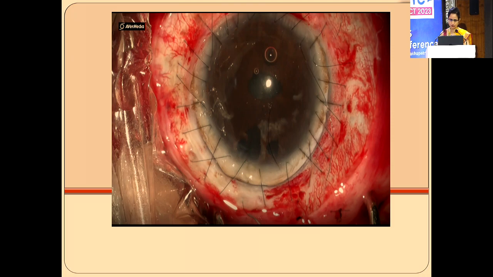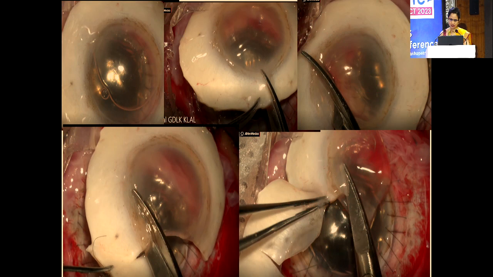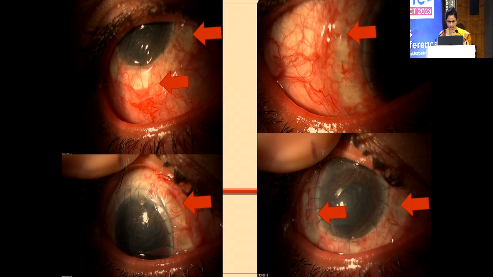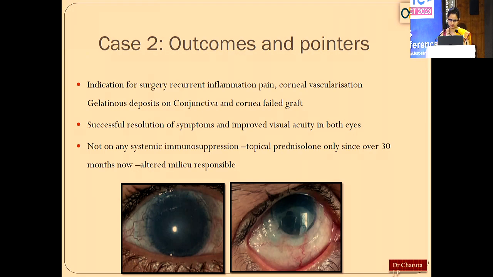Over the large graft we also did a 360-degree peritomy, did the lenticule harvesting from a good donor, and then placed them at 4 sites. Now at the end he had a very stable epithelium, and he's still following up with me almost 2 years post-operatively. Again, indications were recurrent inflammation, pain, photophobia, corneal vascularization, and the gelatinous deposits.